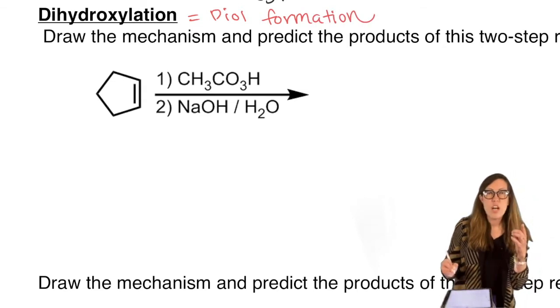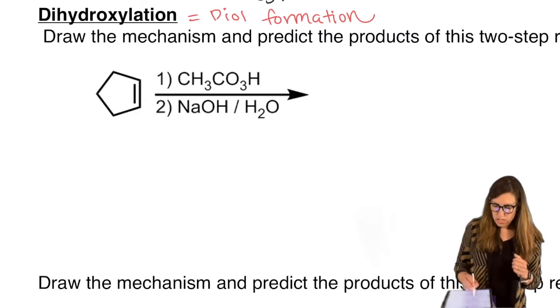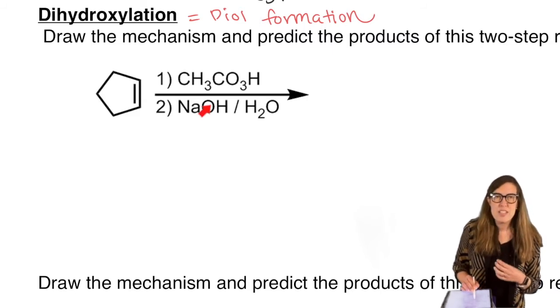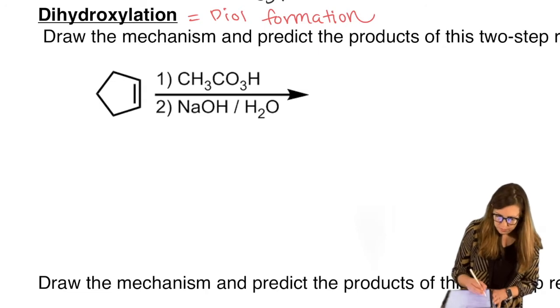So we install the first oxygen with the epoxide. We install the second oxygen by opening an epoxide. They're strained. They're actually fairly easy to react and open back up. Okay, so alkene becomes epoxide. So we're going to draw that first.